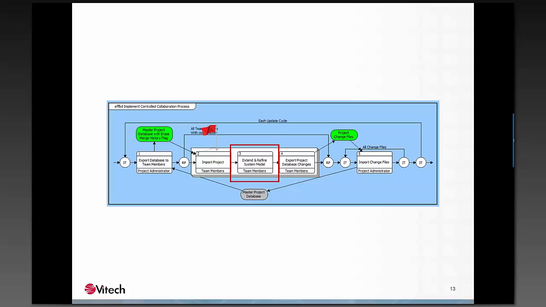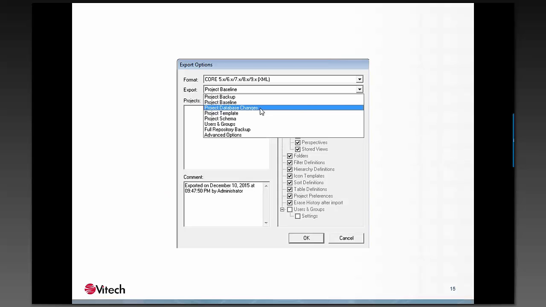Now when you've reached the end of your change file, all users send their change files back to the project administrator. This is represented on the screen by the green item icon, project change files, which is going to trigger the next step. To do this, in the export, you select the project database changes option. This is where that flag we talked about comes in.